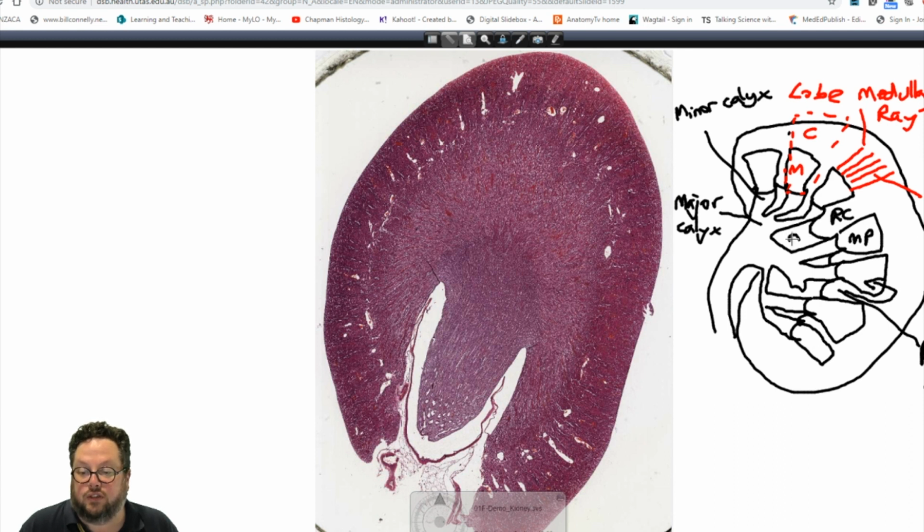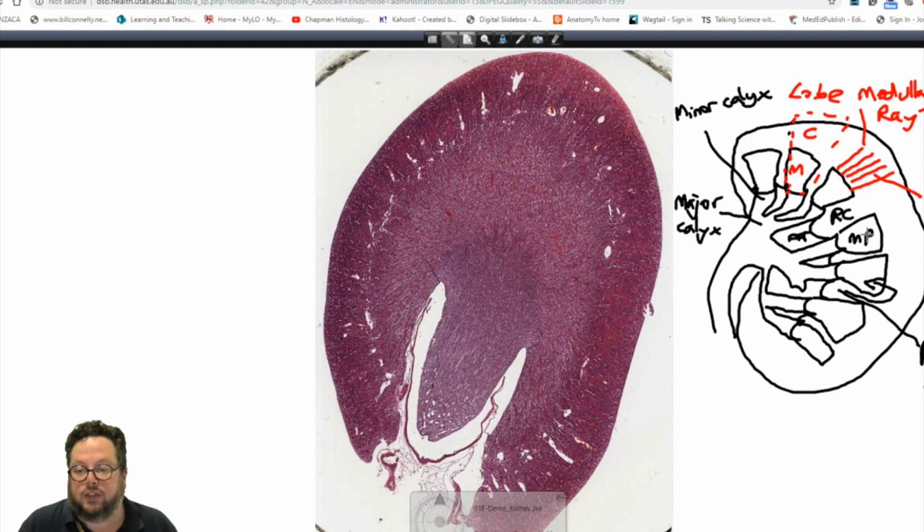Okay, so this area here is normally filled with adipose tissue, fat, lymphatics and blood vessels and so on. Of course, we've got quite a complex blood supply here as well, and we can talk about that if anyone has any questions along the way.